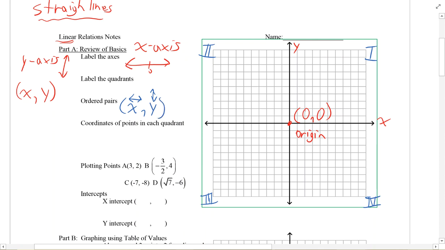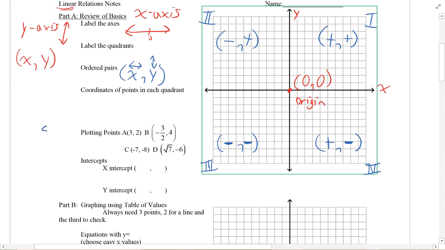So in each quadrant, in quadrant 1, all our x values are positive and all our y values are positive. Quadrant 2, our x values now become negative, but our y values remain positive. Down below, it's a very negative quadrant. X values are negative, and so are y values. Quadrant 4, now our x values are positive, but our y values are still below 0, so they are still negative. So each corner of the grid has special x and y values to help you plot your points.